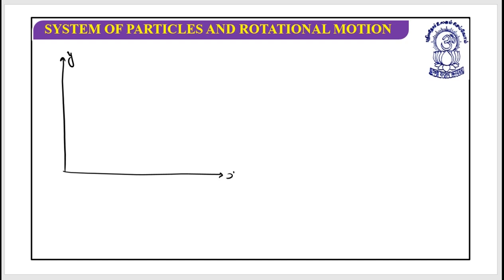This is y, this is x. This was the ladder, and we have n1 over here, n2 over here, mg at the midpoint, and this is the angle theta, as this is with friction.